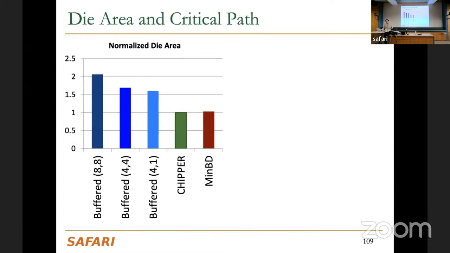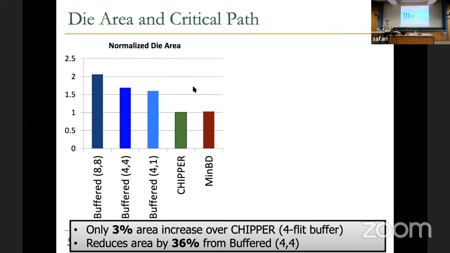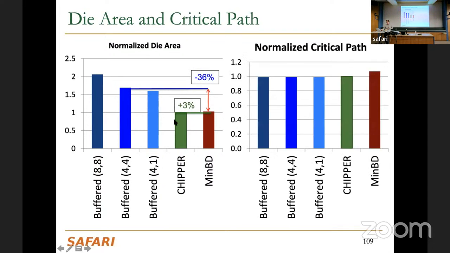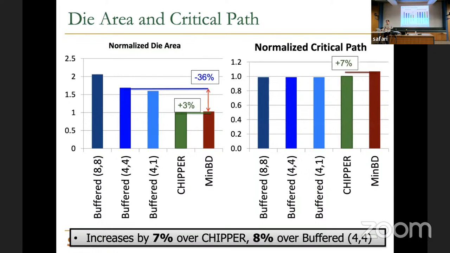Okay, this is important, clearly. You can see that MinBD increases, adding buffering and adding these mechanisms that we discussed actually increases the critical path a little bit over Chipper. It increases the area, but it's not that bad. So the savings compared to buffered networks are still significant. And critical path is also a little bit higher, 7%, but I think they can be optimized actually.